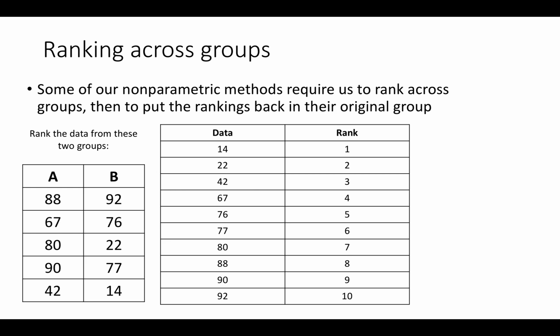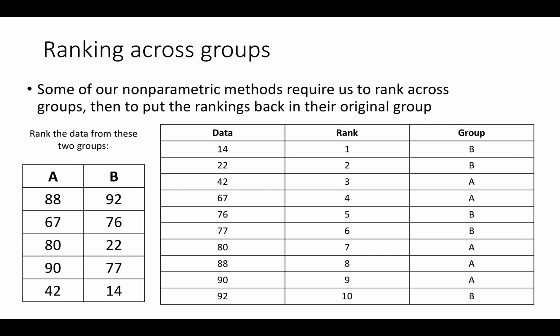One of the other things that you'll probably have to do with these tests is to also assign the ranking and the data back to its original group. So like I said, 14 comes from group B and receives a rank of 1. 22 receives a rank of 2, comes from group B also. 42 receives a rank of 3 and comes from group A. Notice that, 42, group A, back over here. 67 receives a rank of 4, that's also from group A. 76, a rank of 5, goes to group B. 77, rank of 6, goes to group B. And you just repeat this for all of your data.